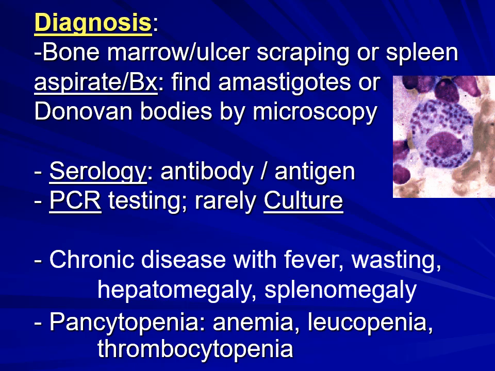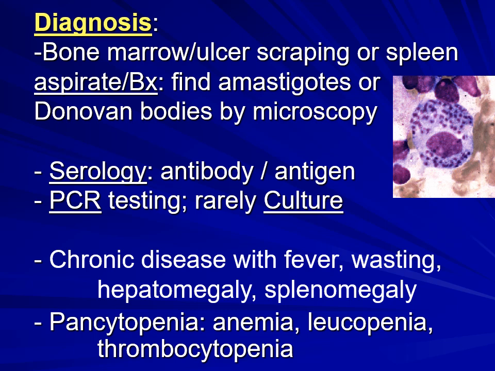There is nothing exactly like it, so the pathologist can easily suspect that this is probably Leishmania, and they will look at other fields to identify other amastigotes and Donovan bodies. Serology, antibody and antigen detection, can be helpful. PCR testing also, wherever available, but it tends to be more expensive. And rarely culture. Culture is usually done in research laboratories, in academic centers only.